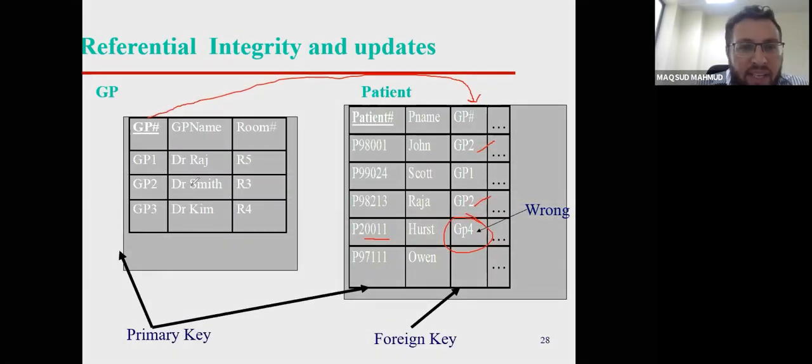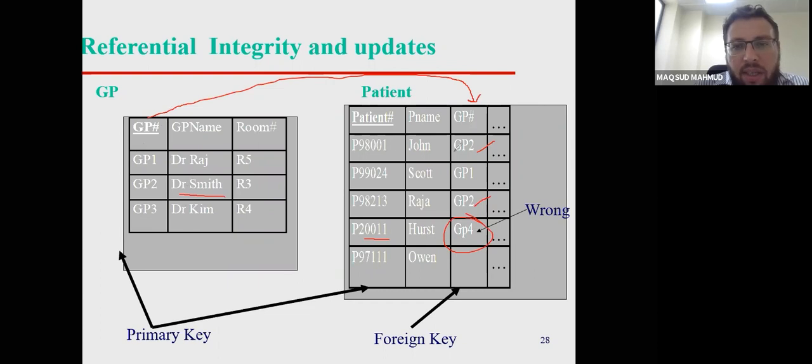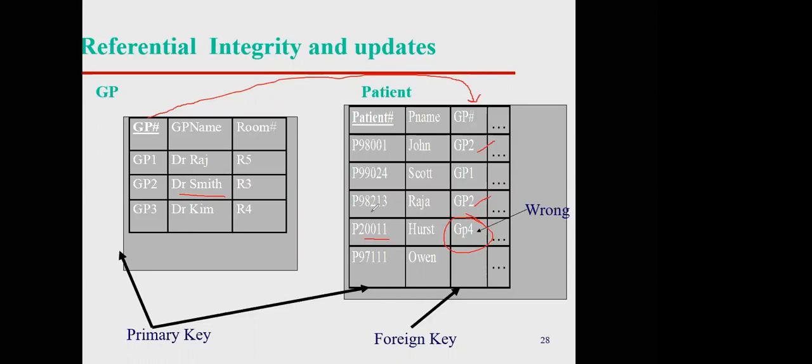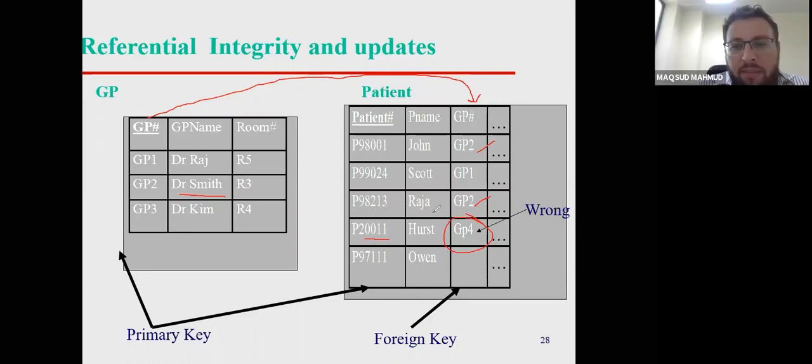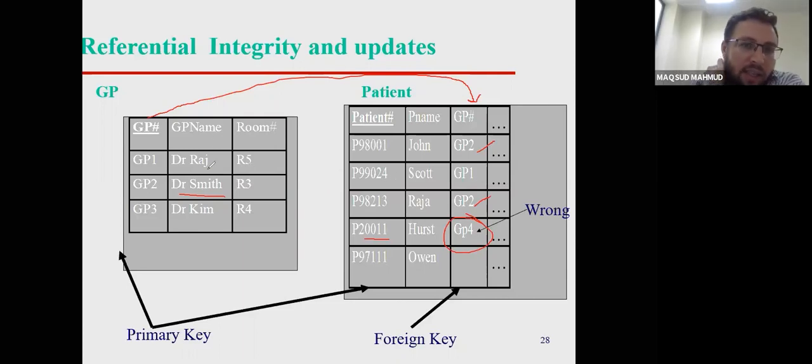Exactly. But for example, if I ask GP2, what is the name of this doctor? Dr. Smith. If I ask patient number 98001, who is your doctor, he will tell me GP2, which is Dr. Smith. It's okay. For 98210, who is your doctor? The patient Raja will say my doctor is GP2, which is Smith. Fine. For 99024, who is your doctor? He is GP1, Dr. Raj. So for these, referential integrity is okay, but this one is not acceptable.